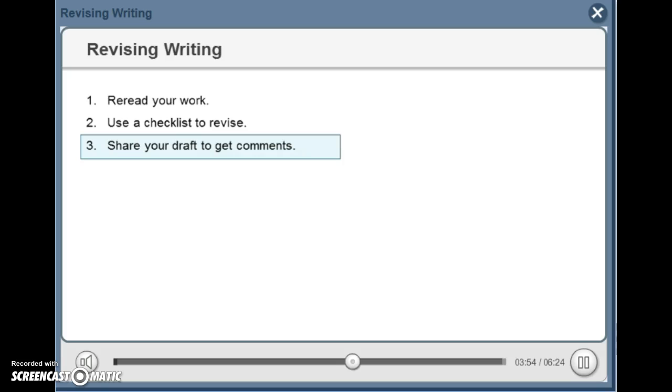After you have reread your draft and used a checklist to revise, you should try to share your draft with another person. Writers need not revise alone. Many writers share their drafts with readers. Readers then give the writers comments or feedback.